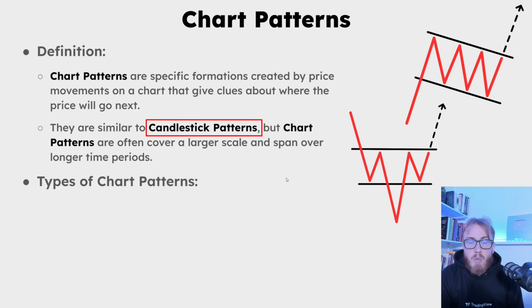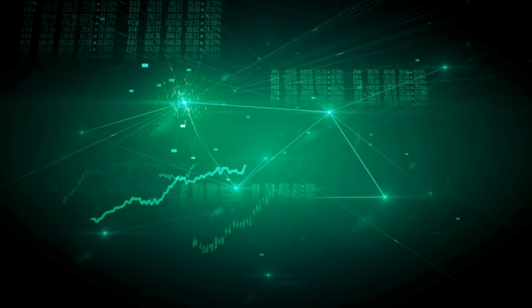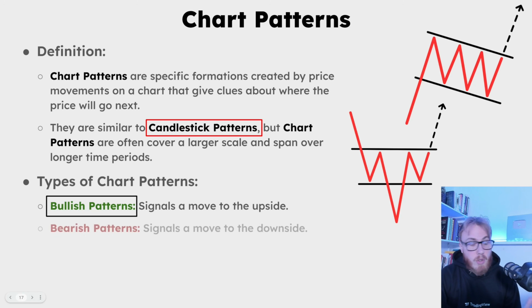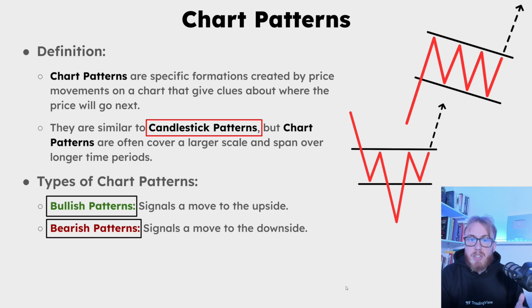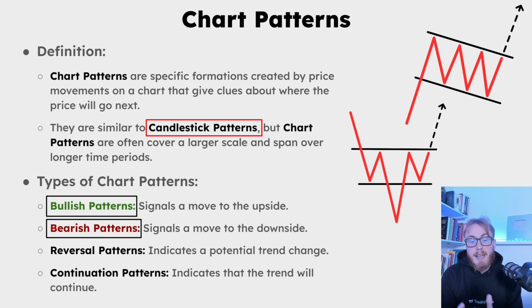Okay, but now then, what are the different types of chart patterns? Well, first of all, we have bullish patterns, and bullish patterns basically signal a move towards the upside. And we also, of course, have bearish patterns, which basically signal a move to the downside. But just as with candlestick patterns, chart patterns can also be either reversal patterns, which indicate a potential trend change, right? But they can also be continuation patterns, which indicate that the trend will continue.